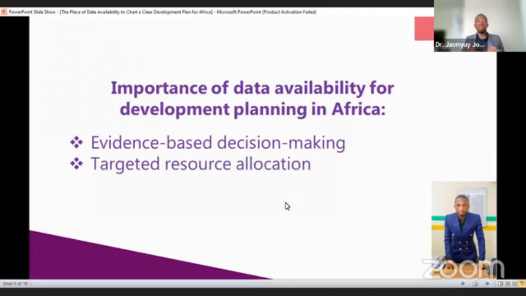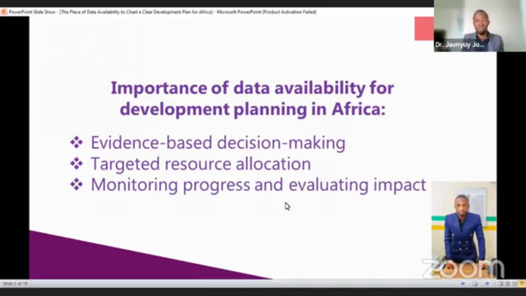Number two, it enables governments to practice targeted resource allocation. Don't just sit and feel like, oh, I think the Northwest made this amount of money, I think the Southwest, this province, this region needs this. No. When you use the right data, you can begin to target the areas that need that money because of what you have experienced in that area.